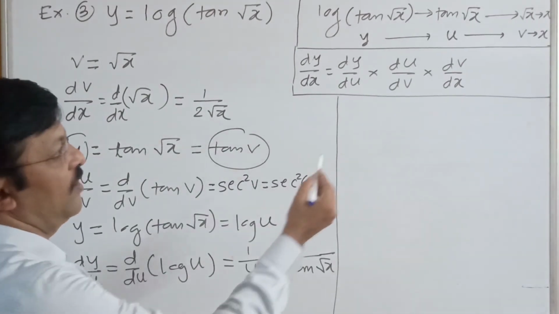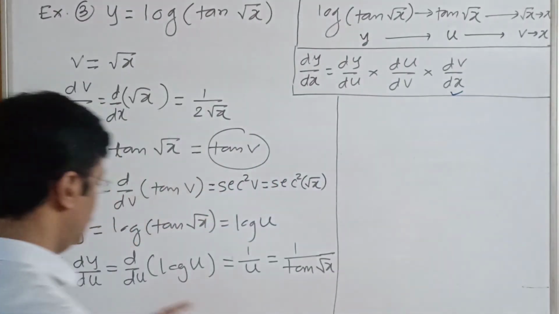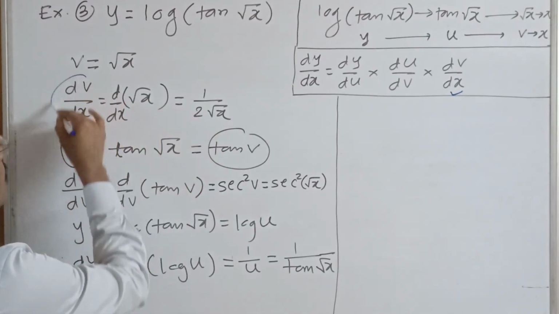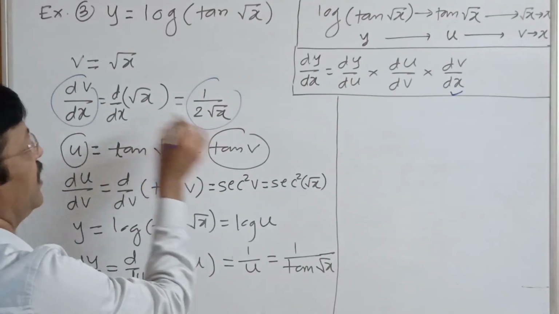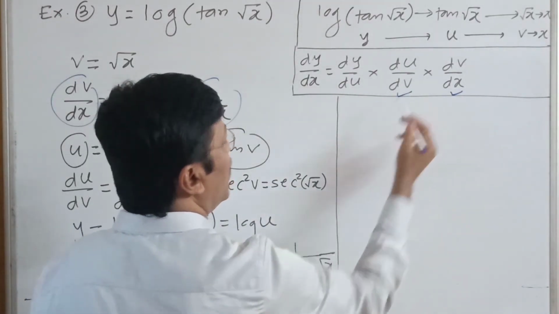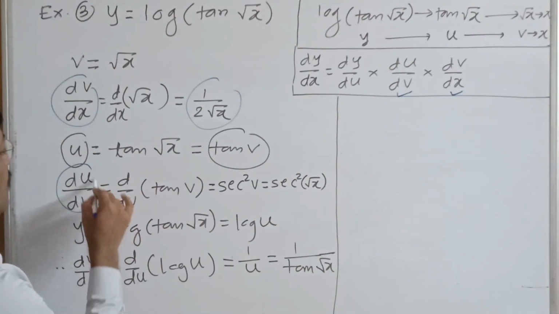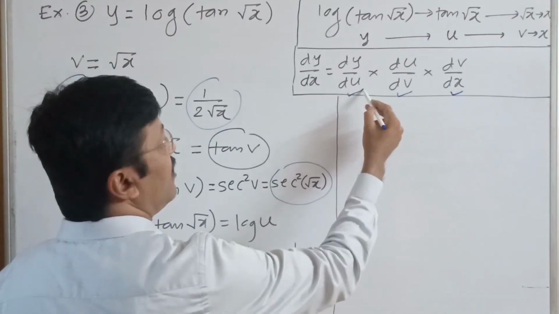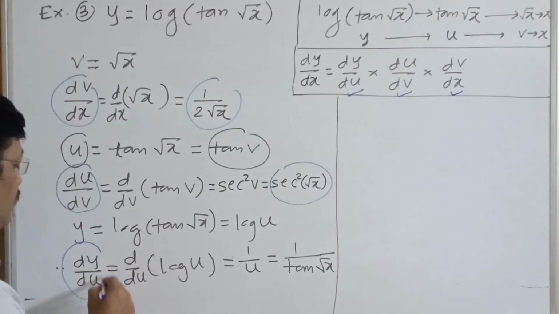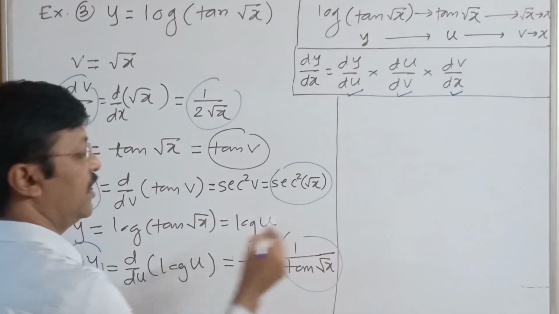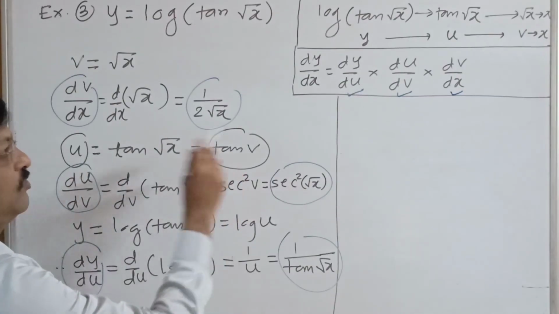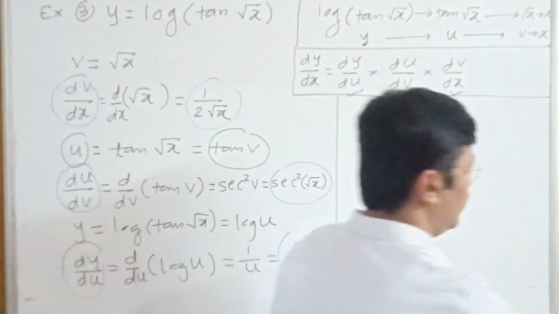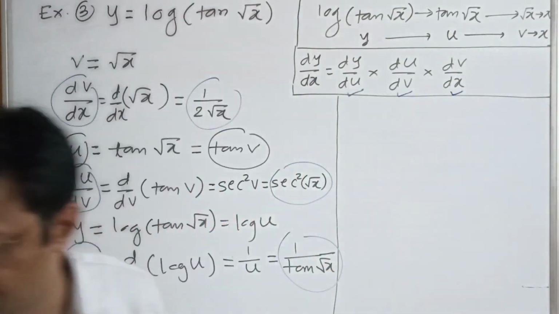So far we found dv by dx. See here, dv by dx is 1 upon 2 root x. Then we found du by dv. du by dv is equal to sec square root x. Then we found dy by du. dy by du is equal to 1 upon tan root x. And now we shall just put these values in the formula to find out the final answer.